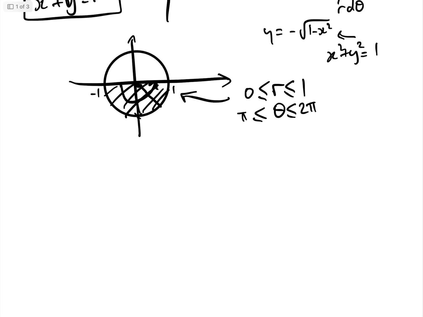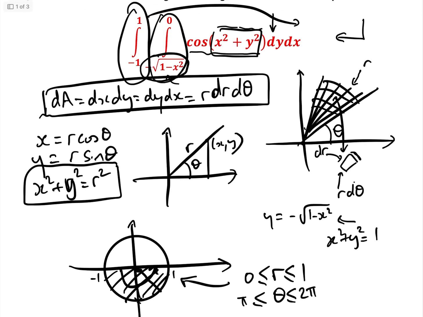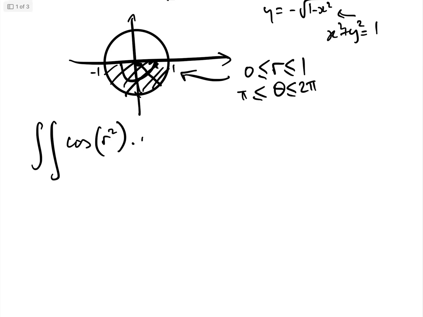So we can rewrite this as the double integral of cos of r squared times, and now instead of dx dy, we're going to put r dr d theta, so cos of r squared times r dr d theta, and we know the limits now. Because we're integrating with r first, that will be the limit between r equals 0 and 1, and then we will integrate over theta between pi and 2 pi.